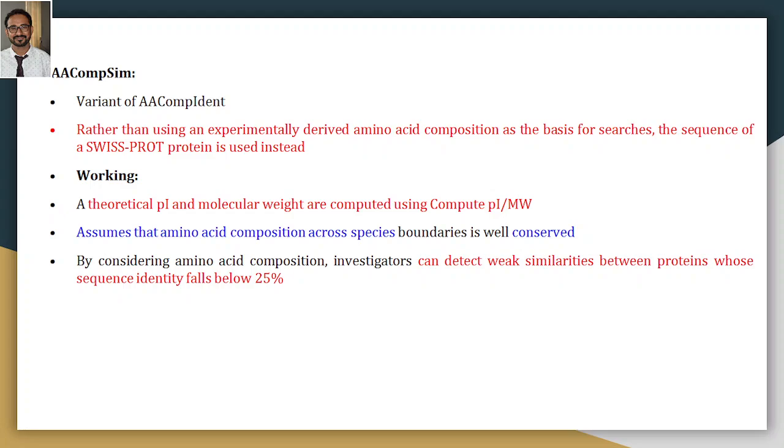Then by considering amino acid composition, the researchers can detect weak similarities between proteins whose sequence identity falls below 25%. If any sequence similarity falls below 25%, it will be considered a weak similarity. The amino acid composition of those kinds of proteins will be excluded, it will not be included. That's why it is CompSim, that means composition-based similarity.